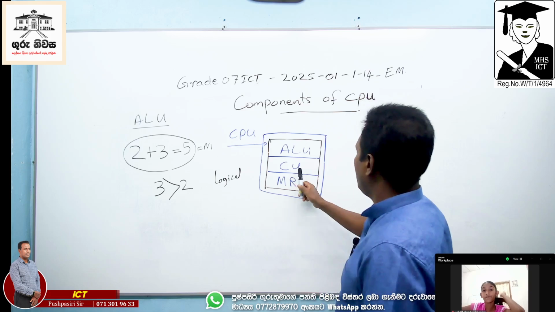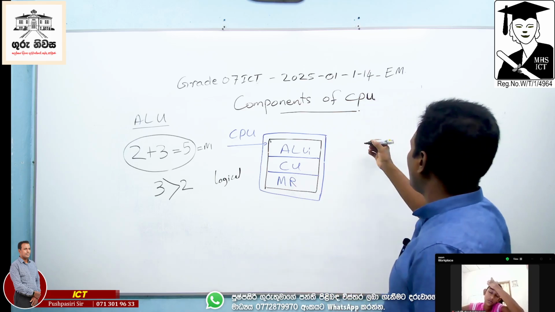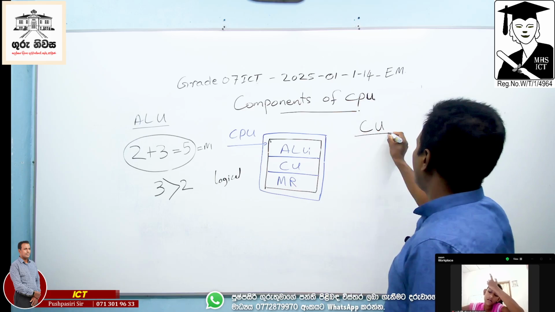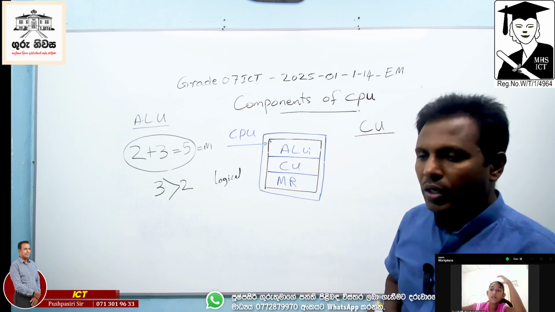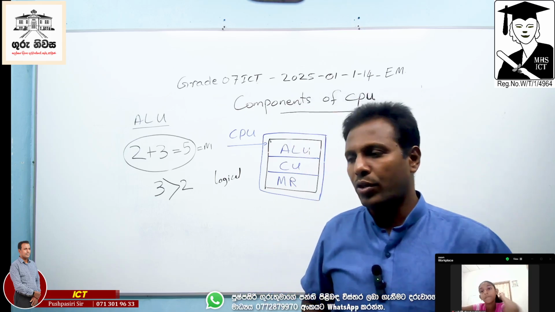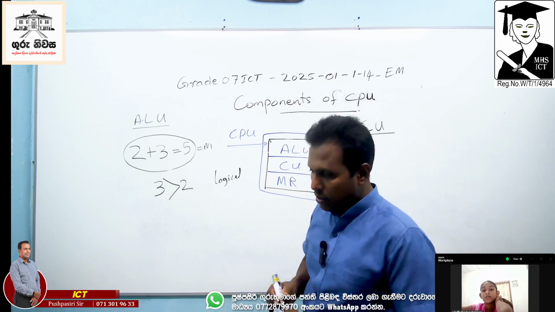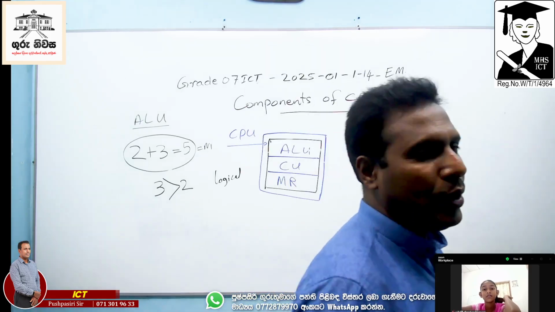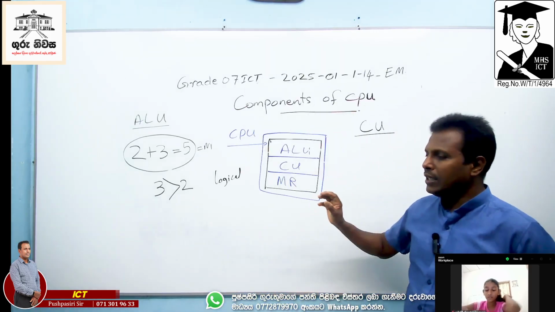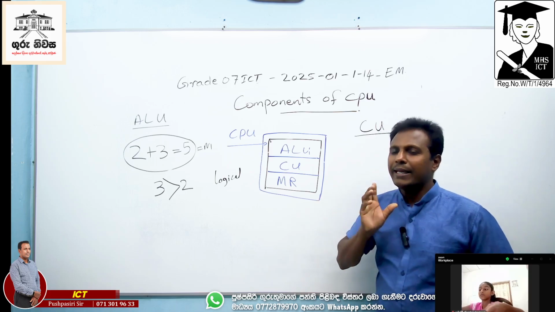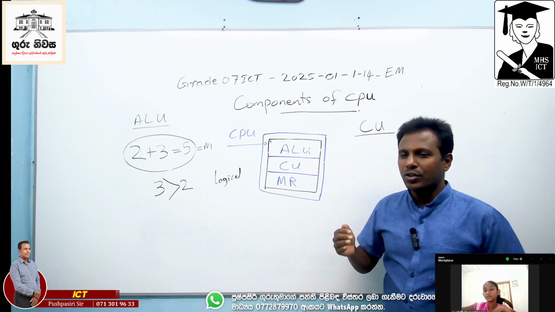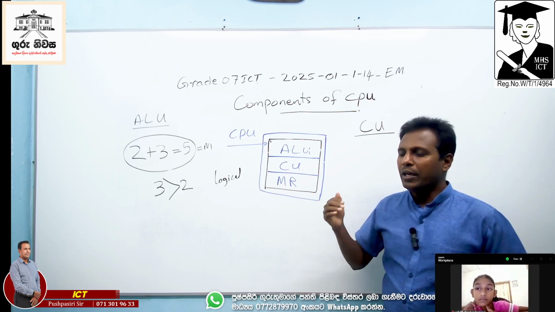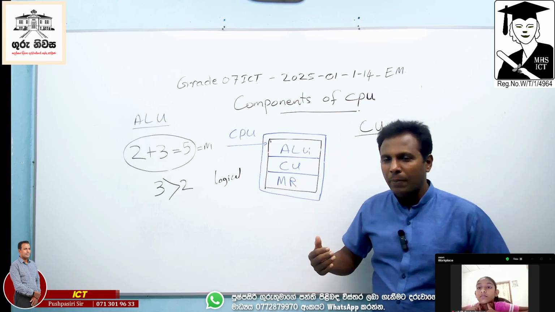CU, what is the meaning of CU? It is control unit. What does it do? Controlling the data information. Yes, very good. So whatever data we input, it's controlling and checking. Checking and controlling all the things that we input, and then according to that only it processes.